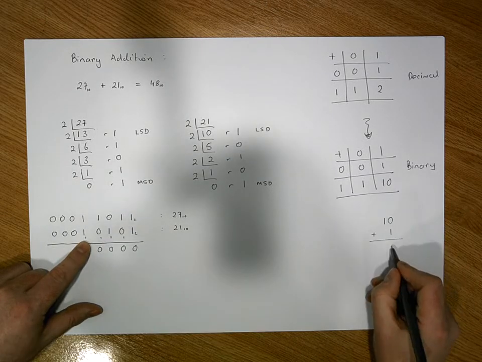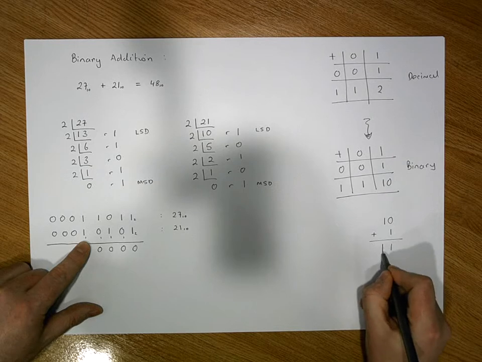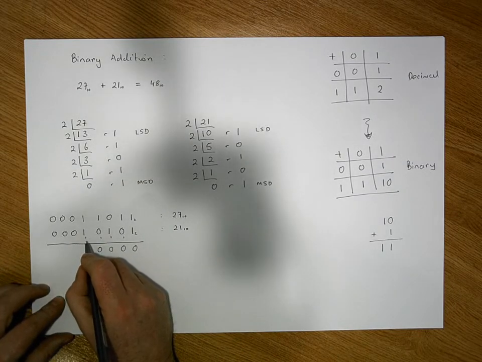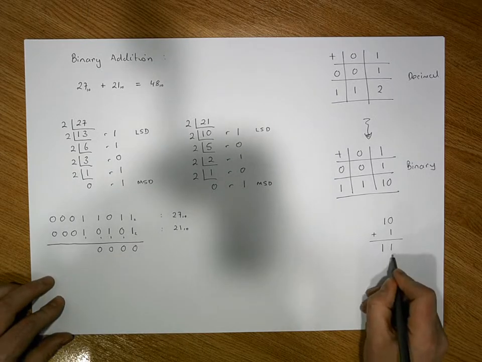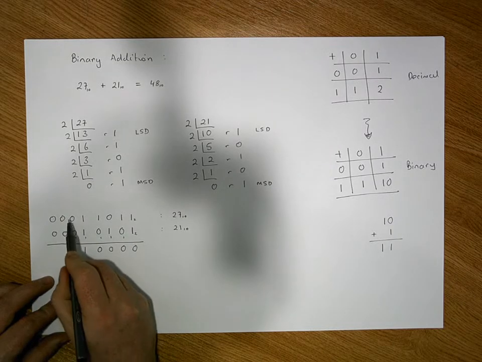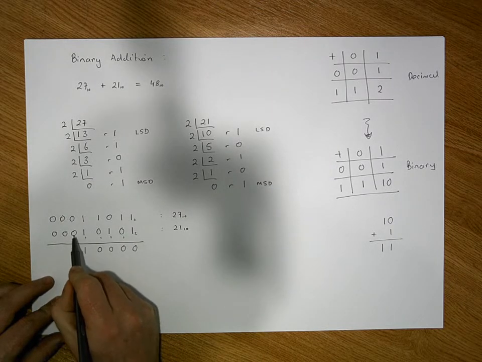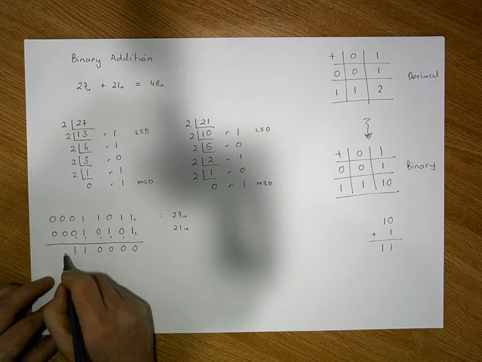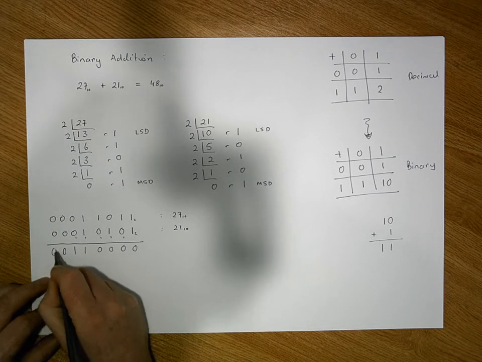addition, what we end up with is 1, 1, 1. So 1 plus 1 plus 1 is 3, but 3 in binary is the number 11. So we put down a 1 and we carry forward our 1. And you can see here we have a 0 plus a 0 is 0, plus a 1 gives us a 1. No carry forward. 0 plus 0 is 0. 0 plus 0 is 0.